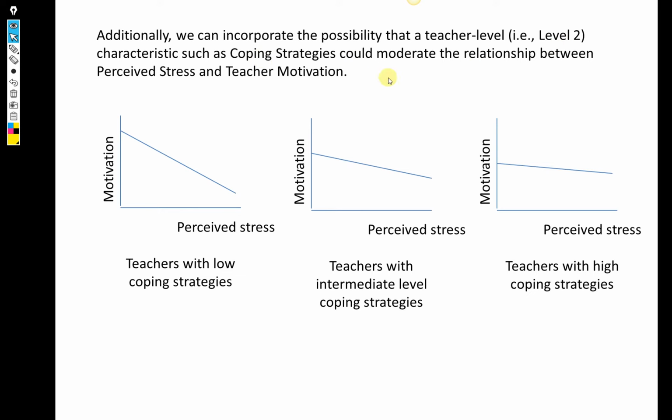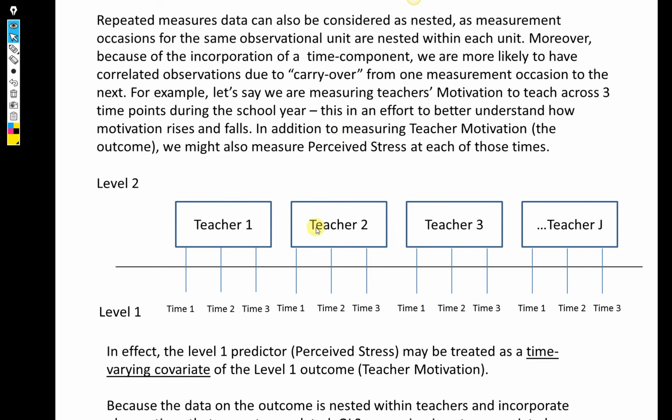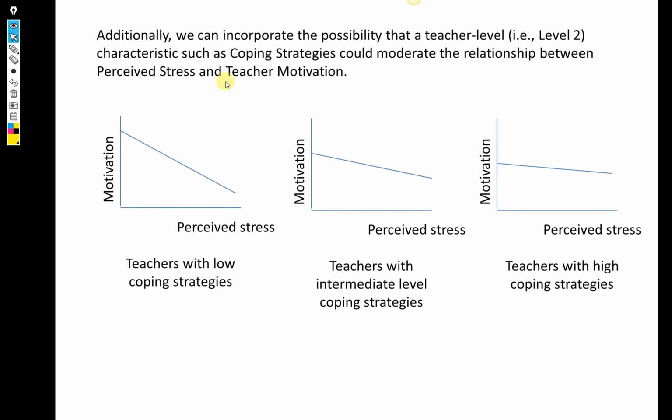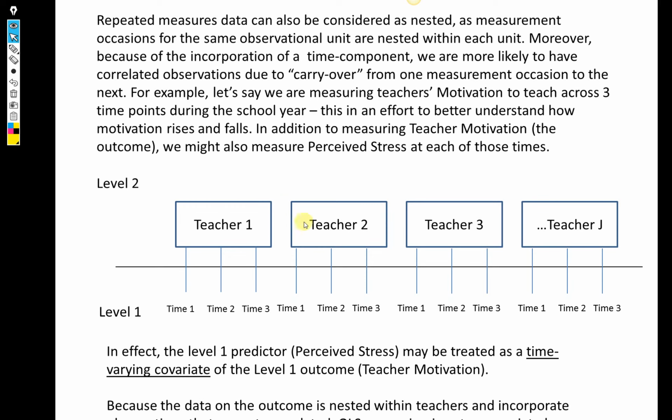So if we associate at level 2 coping strategies, some teachers have higher levels of coping strategies than others, then it may be that the slope depicting the relationship between stress and motivation varies across teachers who have different levels of coping strategies. So here we have, really in all cases, the slope is negative. Really quickly, I just changed this out because it didn't make a whole lot of sense.